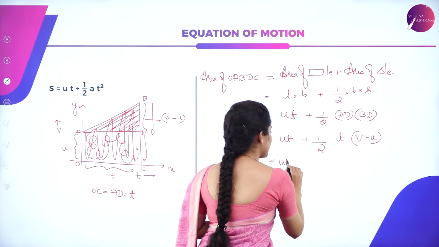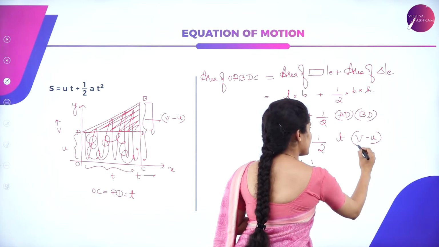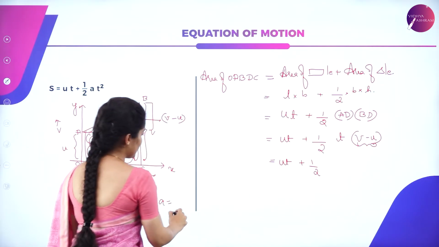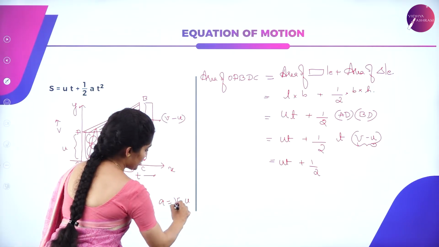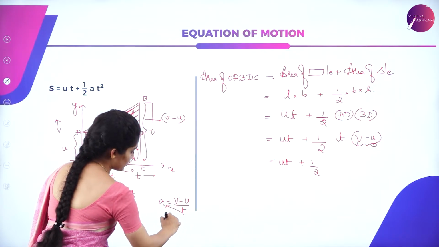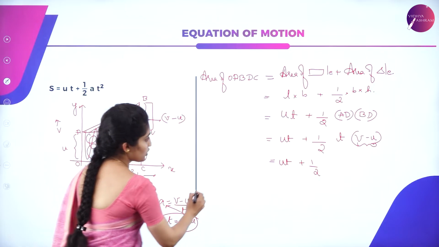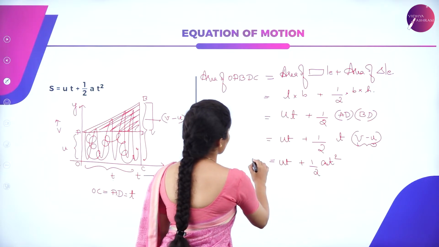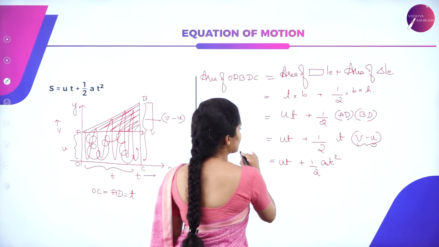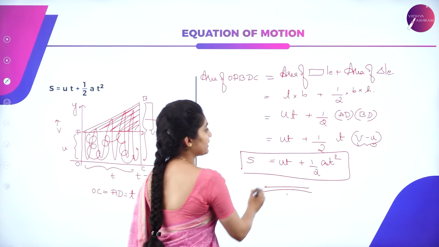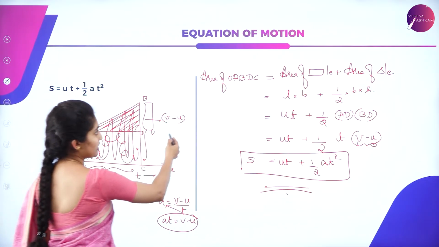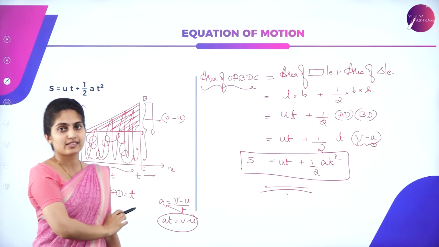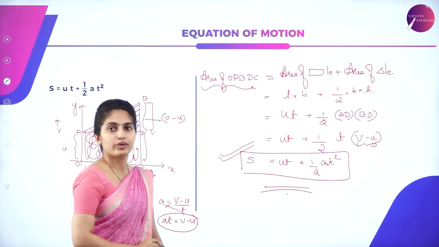On equating, ut plus half, this v minus u becomes at, because you know that acceleration is equal to change in velocity with respect to time. So v minus u becomes at. What is v minus u times t? It is t into at, so it is at square. So s is equal to ut plus half at square is the equation which is proved by this. With the help of this diagrammatic representation, considering the area of the rectangle as well as the triangle, you can equate for the second equation of motion.